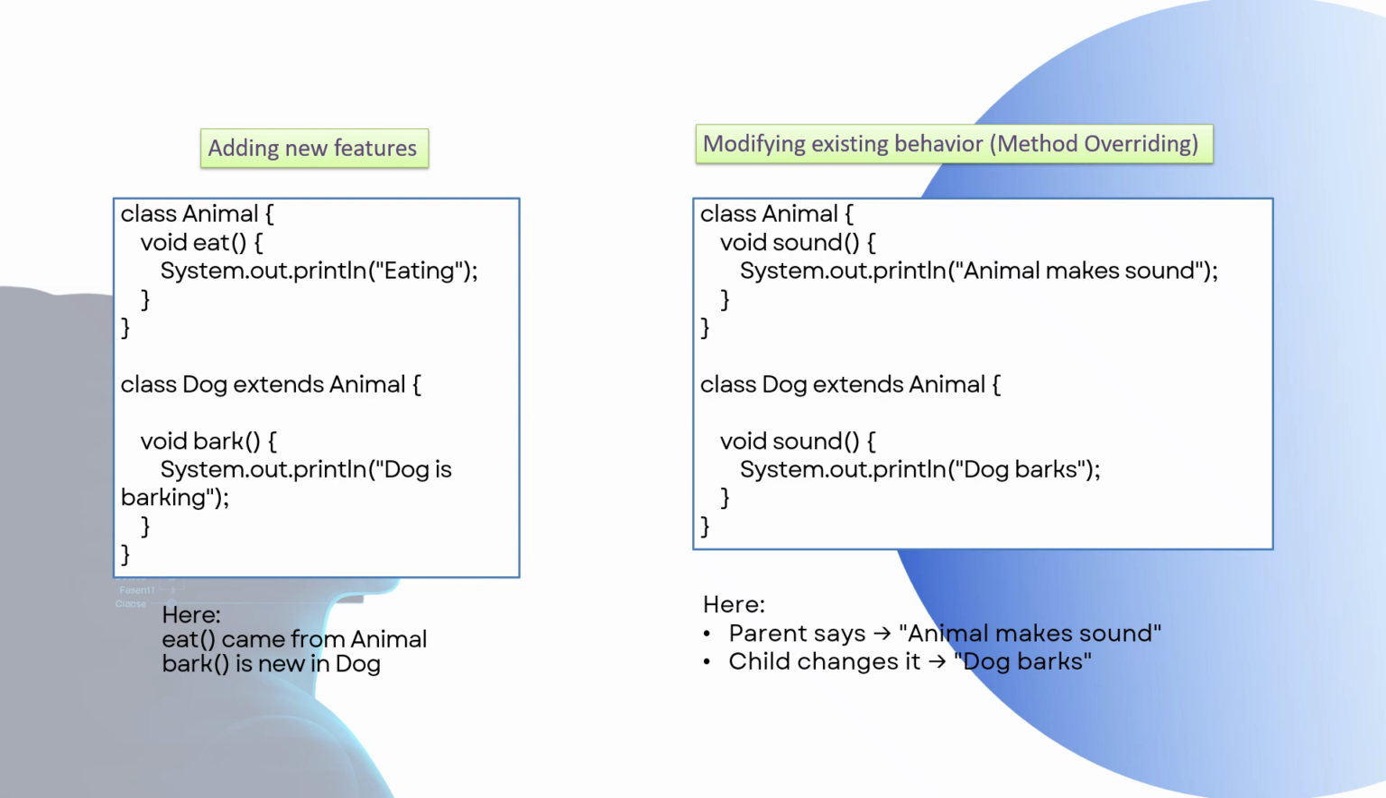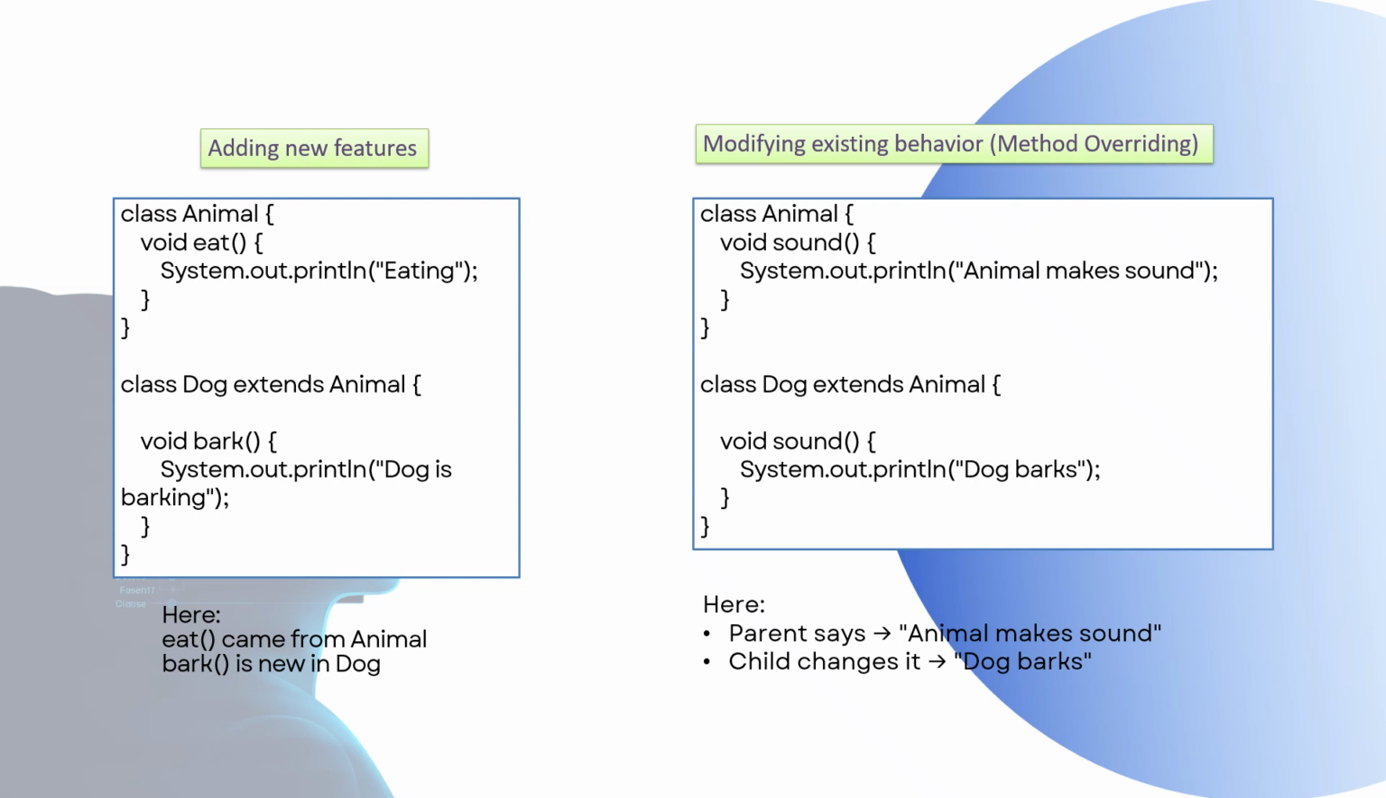Now let's understand how a child class can modify the existing behavior through this second example. We have a parent class called Animal and inside it we have a method called sound. The sound method in the parent class prints "animal makes sound". Next we have a child class called Dog which extends the Animal class. Inside the Dog class again we created the same method called sound. But this time the output is changed to "dog barks".